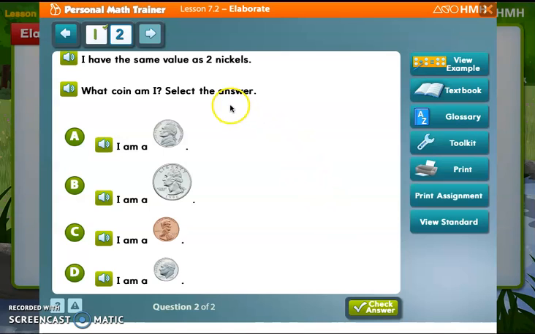Okay, so 2 nickels, right? Again, each nickel is 5 cents. So if we have 2 nickels, that means we have 5 and 5. So 5 plus 5 equals 10. So what coin would represent 10 cents? It's not the nickel. Quarters are worth 25 cents. A penny is worth 1 cent. And a dime is worth 10. So the coin that has the same value as 2 nickels or 10 cents would be the dime. So our answer here would be D.